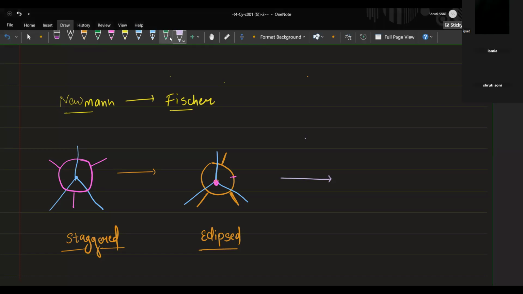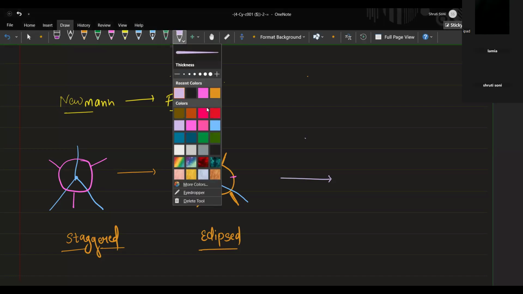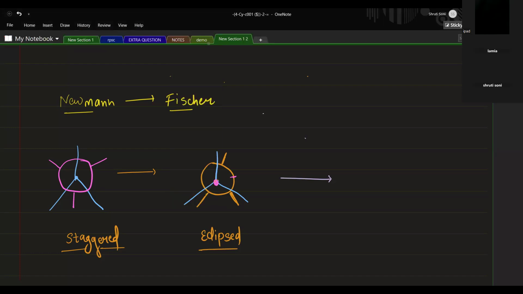eclipse conformation. We discussed that part also, that in case of Newman, we need eclipse form to convert into Fisher. Now I'm giving numbering to these compounds, first, second. So what I'm going to do, I just represent a structure.